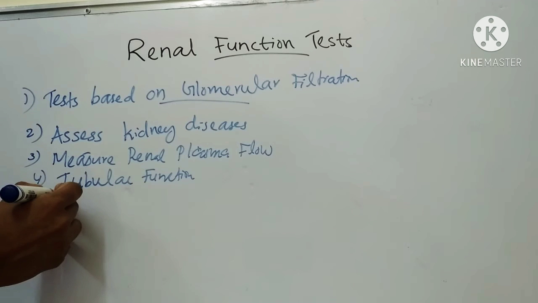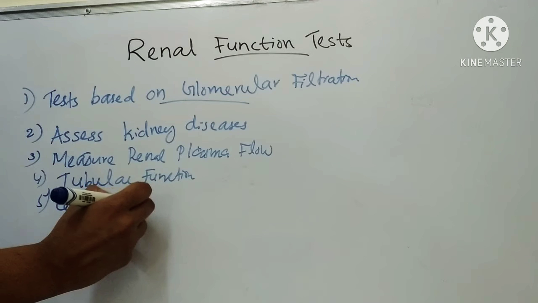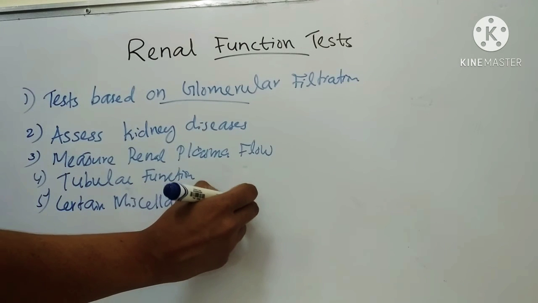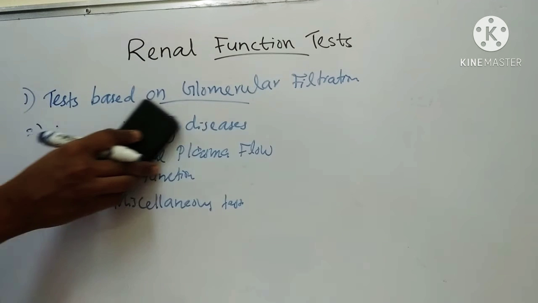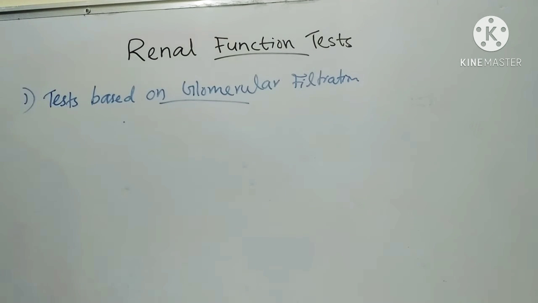Then the next one is certain miscellaneous tests. These miscellaneous tests can determine size, shape, asymmetry, obstruction, tumor, infarct, etc. So today we will discuss the tests based on glomerular filtration.